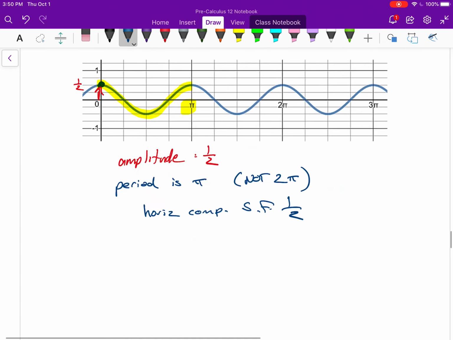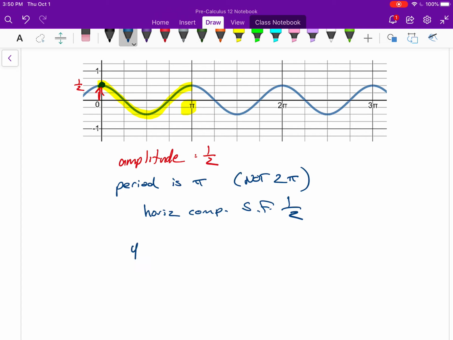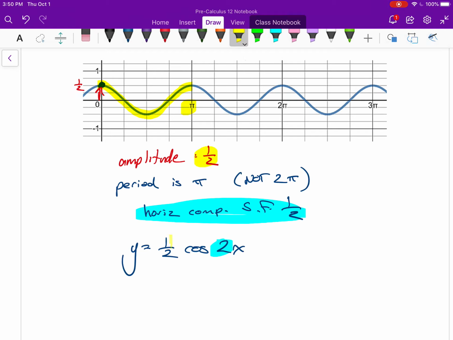And so now I can put this all together in my equation. I can say y equals 1/2 times the cosine of 2x. Keep in mind my horizontal compression by a scale factor of 1/2, I can see right there, and my amplitude of 1/2, I can see right there. It's not possible to write this wave with a sine function unless we apply some sort of translation. We slide it up or something like that, or horizontally translate it, but we're not looking at that yet.